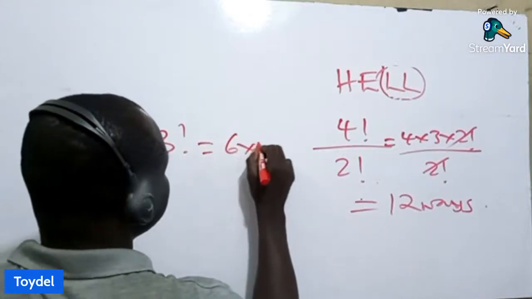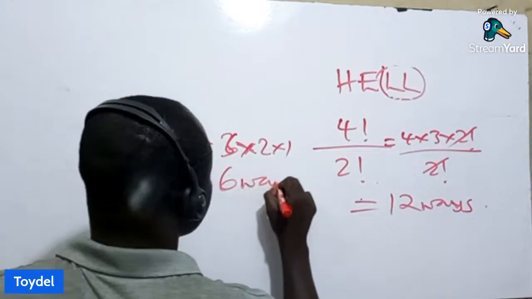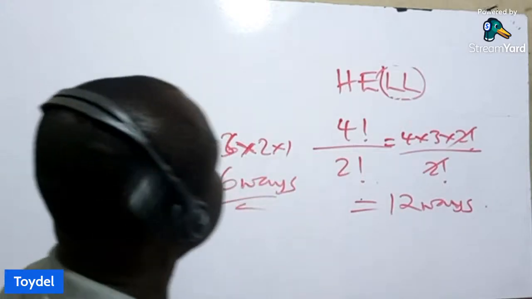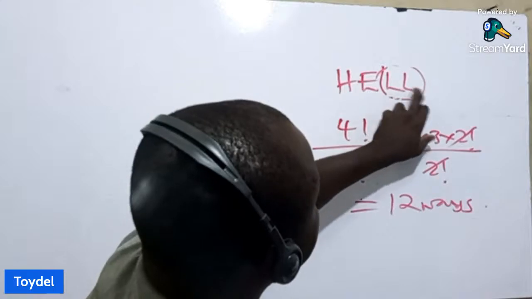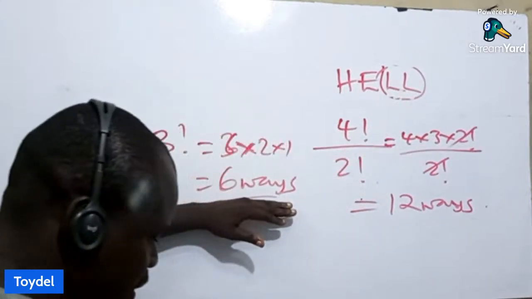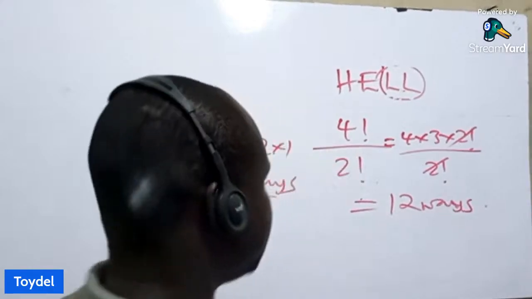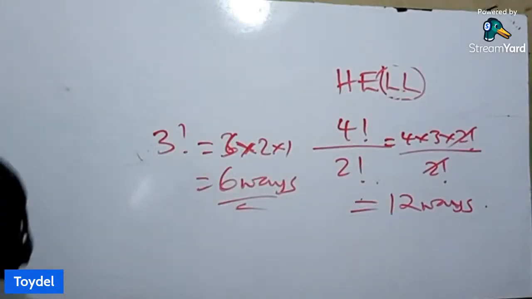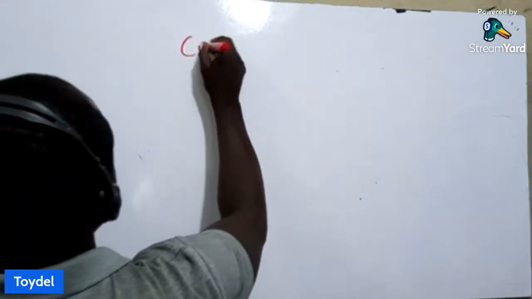Then that will be 3 times 2 times 1, and that will be 6 ways. So when we place the restriction that these two letters must be together, the number of ways will be 6. But without restriction, the number of ways is 12. So I want us to note that about conditional permutation. So I will go to combination.